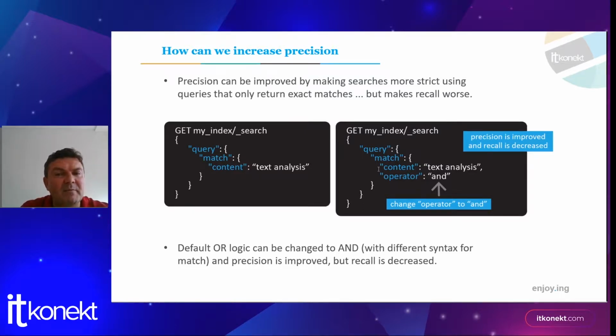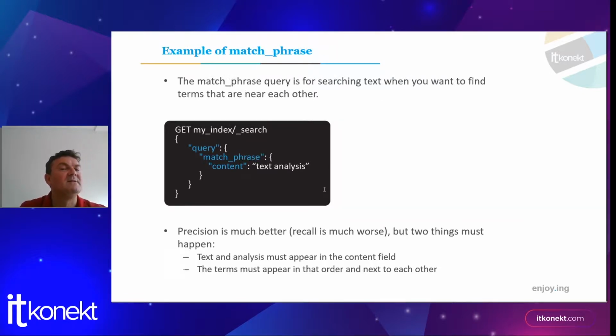Take match query as an example. Match query is a simple but powerful search. The default operator for match query is OR, and in our case, this is a search that finds all the documents that have the text or analysis in the field content. The OR logic can be changed to AND with slightly different syntax for match query, and precision is improved, but recall is decreased. Let's try the text analysis search using match phrase instead of match.